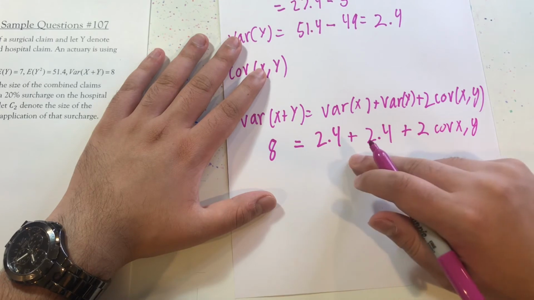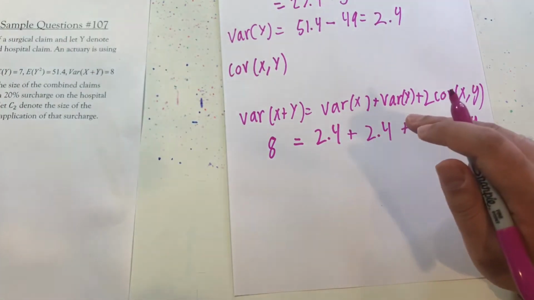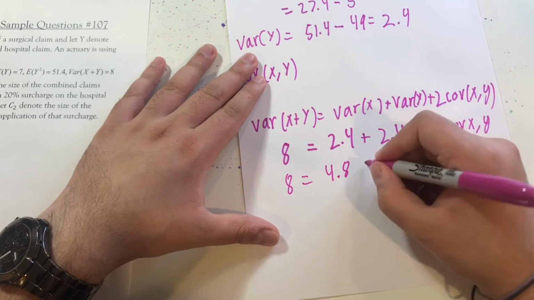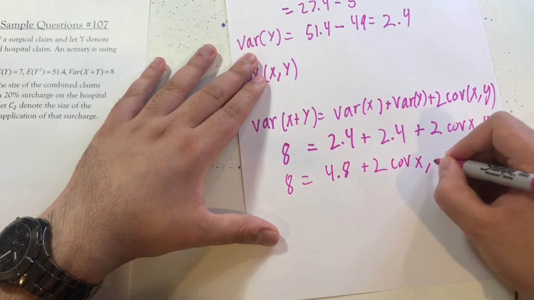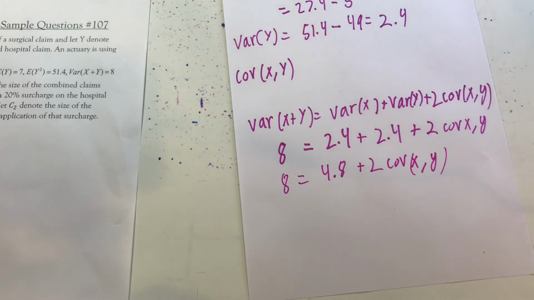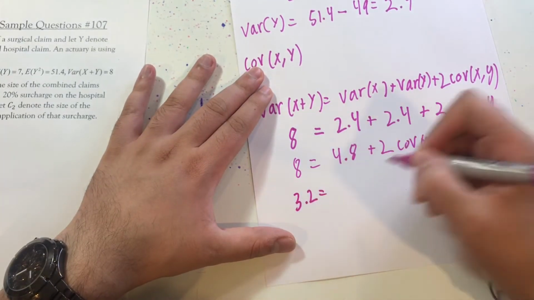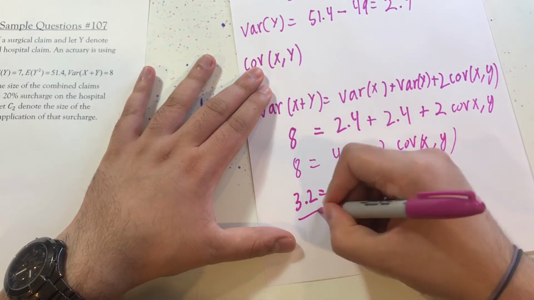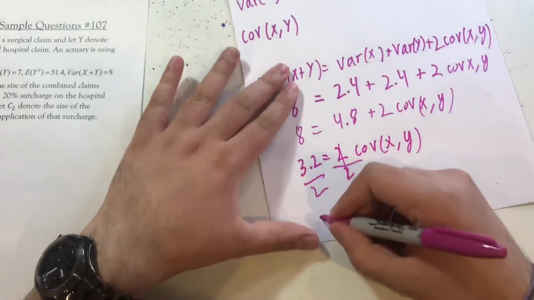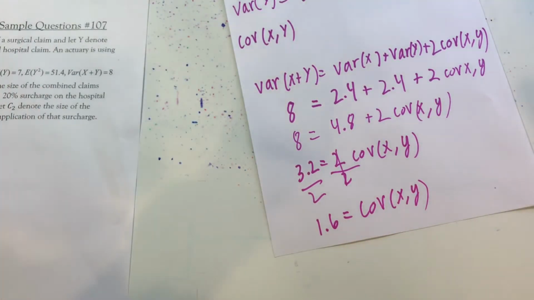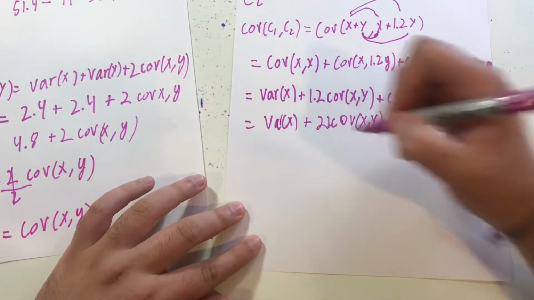This will become 4.8. That shouldn't have taken me as long as it did. 4.8 plus 2 covariance of X comma Y, and just to make sure I'm not doing any silly mathematical error, 8 minus 4.8 is 3.2, and I take the 3.2 and divide it by 2. So 1.6 is equal to the covariance of X comma Y. Simple enough.